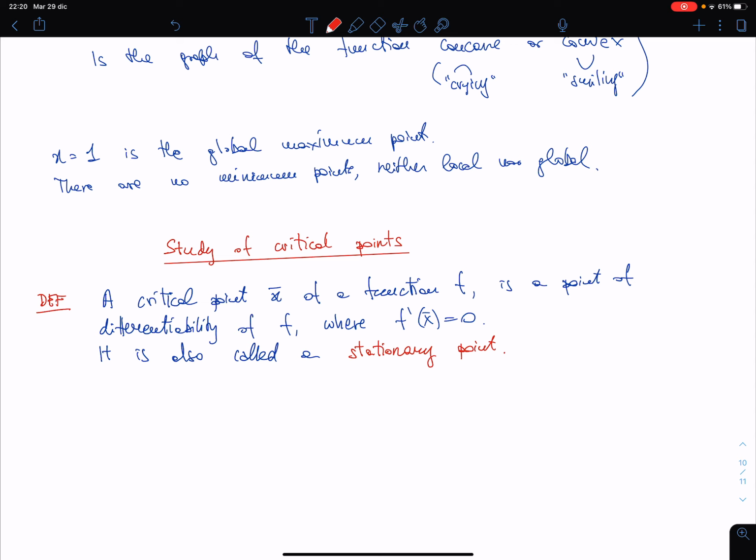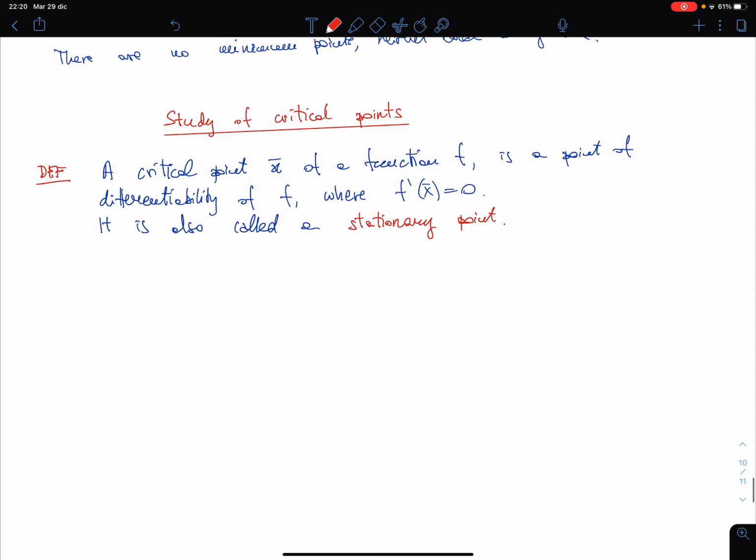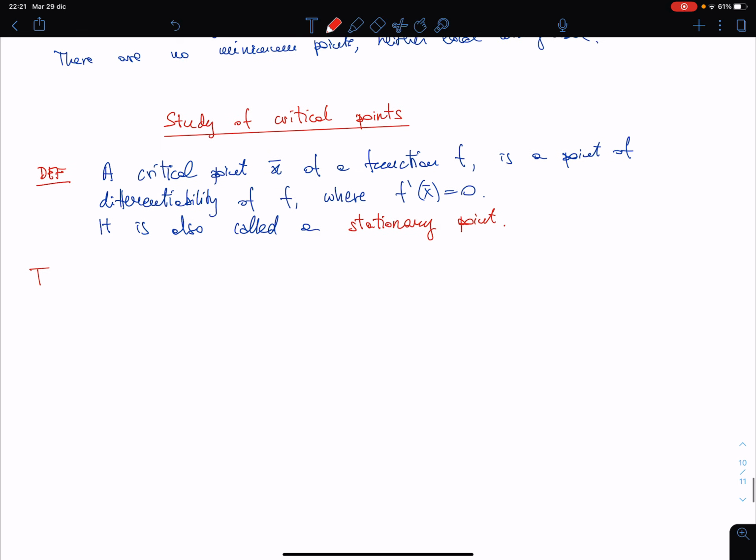Okay, so we immediately give the theorem, which tells us what are these stationary points, whether they are minimum points or maximum points, and so on and so on. We can have this information only by studying the derivatives. Perhaps the first and second derivative can be sufficient, but sometimes you have to go farther and farther. So the theorem is the following.